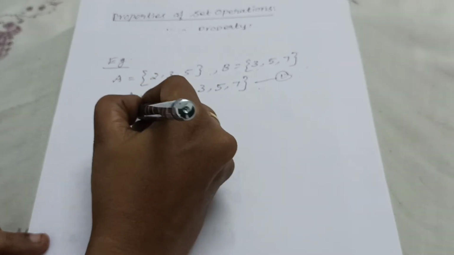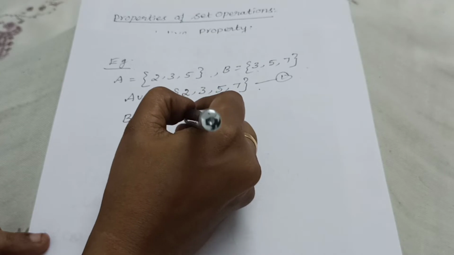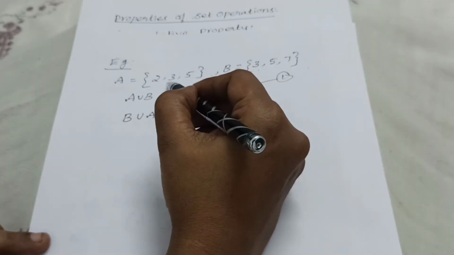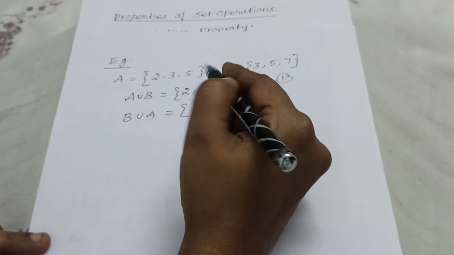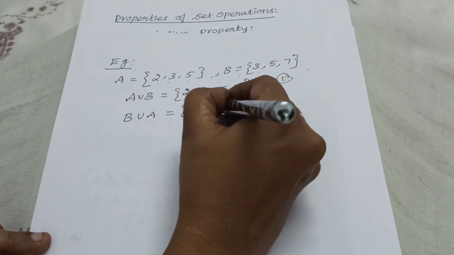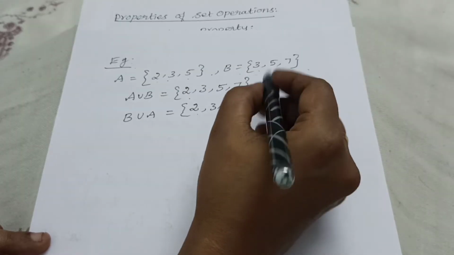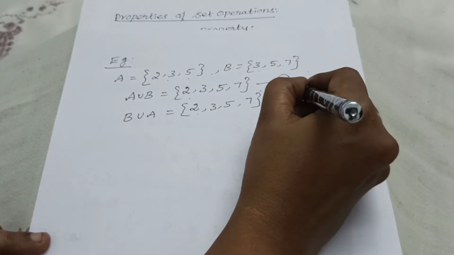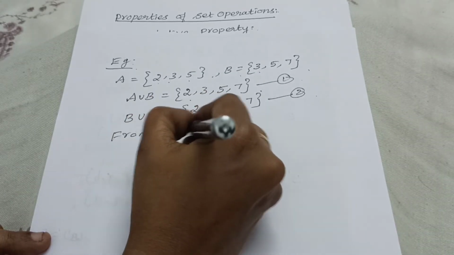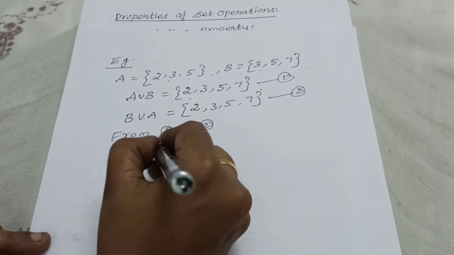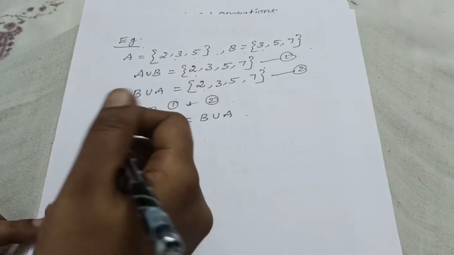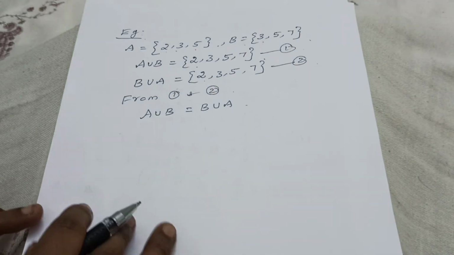Next one, B union A. B elements are 3, 5, and 3, 5 are given here also, isn't it? So, shall we arrange this one? First 2 is there, then 3 and 5 common, then 7. These two are equal. So from 1 and 2, we can write A union B is equal to B union A. Understood?